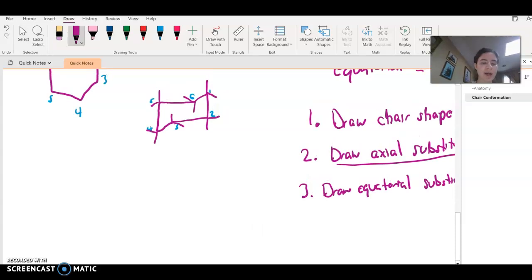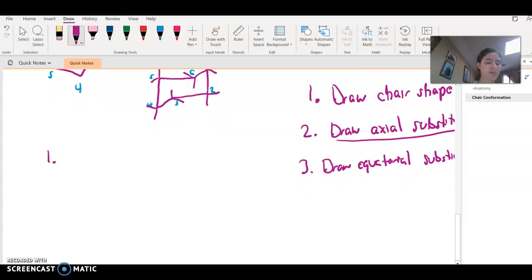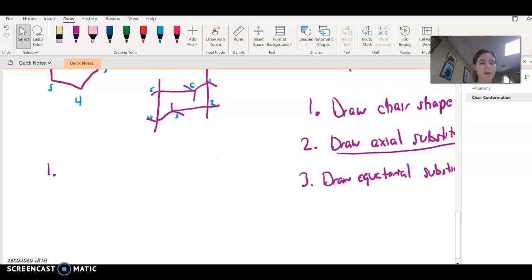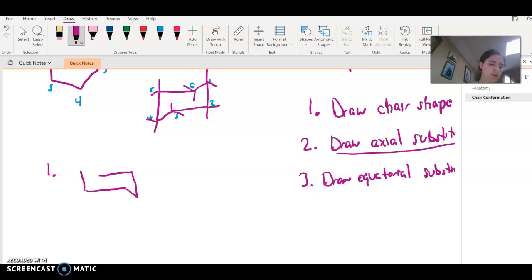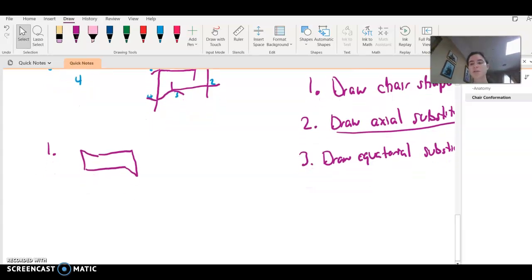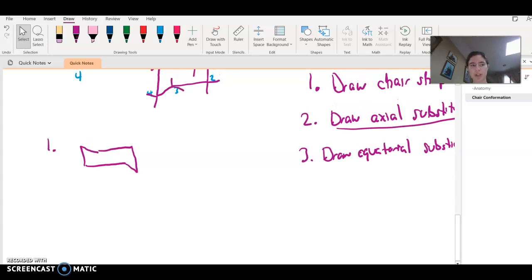If you guys would like a practice, I will give you a practice problem. So draw the substituents for this ring. Okay, so you can pause the video here and give it a shot.